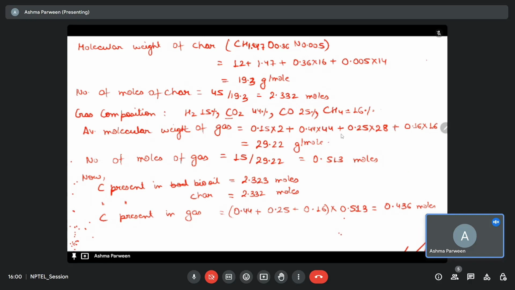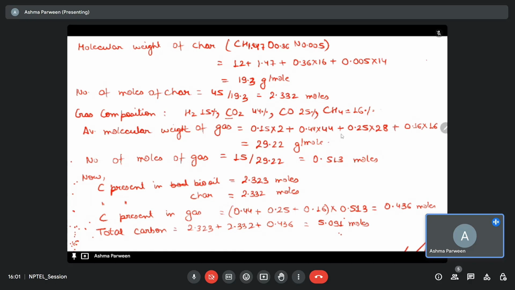So now we will find out the total carbon. It is 2.323 plus 2.332 plus 0.436. So it is coming out to be 5.091 moles. So the total number of moles of carbon in char, bio oil and gas is 5.091. This is the summation of carbon in all these three phases.